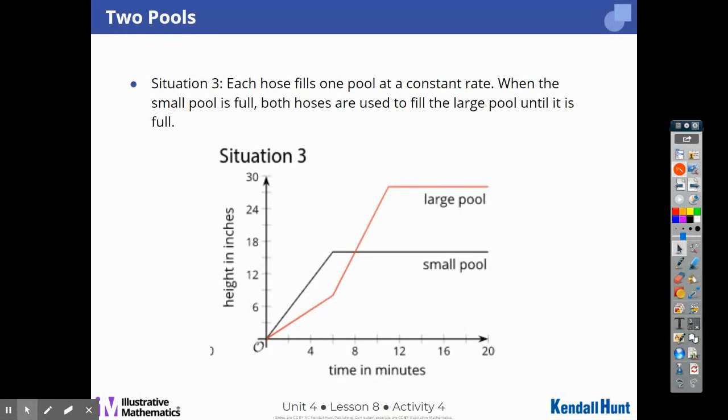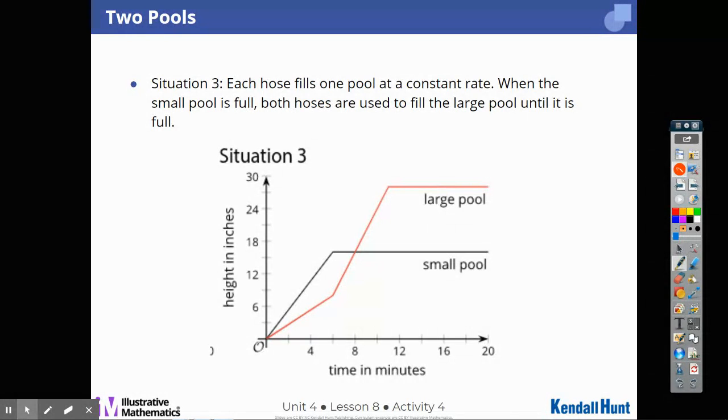Okay. Situation 3, each hose fills up one pool at a constant rate. When the small pool is full, both hoses are used to fill the large pool until it's full. So the hose in the small pool, that rate of change is going to be the same. But then for the large pool, you can see at this point right here, when the hose from the small pool is added, this becomes much more steep. So it becomes a greater average rate of change.